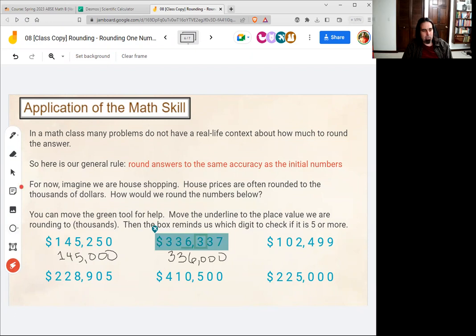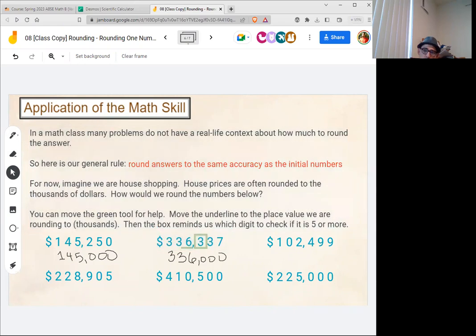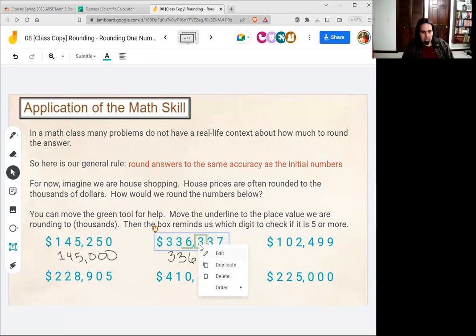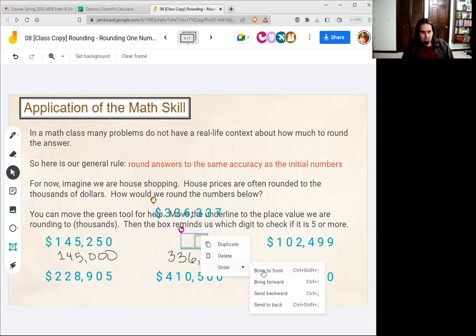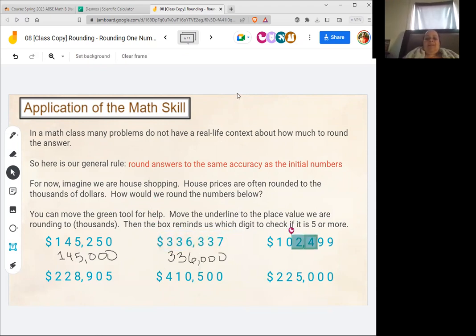Okay, move the little green frame. Can't grab it. Jeez. Me neither. Let me see if I can make it be on top. Order, bring to front. Okay, see if that works better. Can you grab it now? Yeah, I got it.